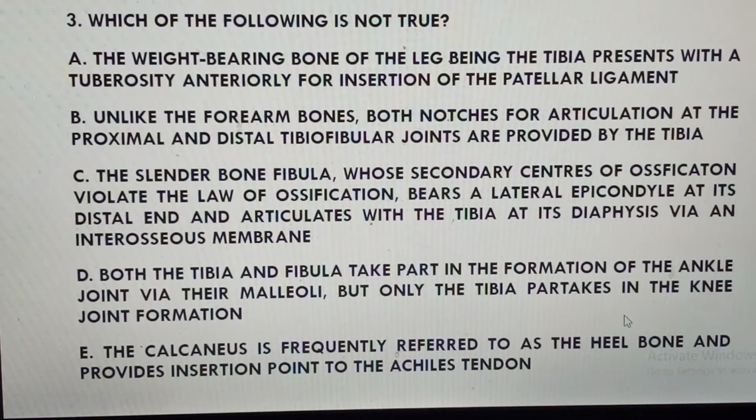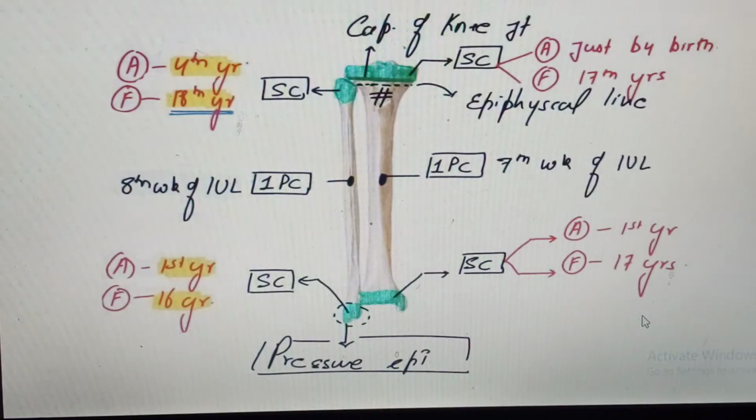Option E said the calcaneus is frequently referred to as the heel bone and provides an insertion point to the Achilles tendon. Yeah, this is also a very true statement. So with respect to this question, everything over here is actually true. So let's justify that now.